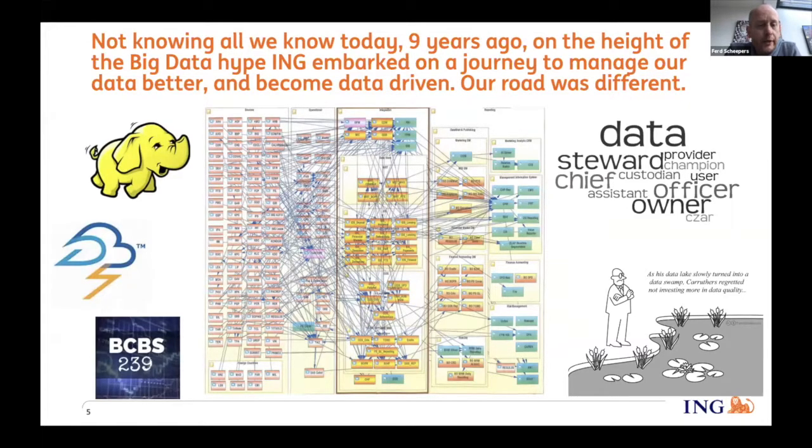We looked at the landscape that we had, and the picture that you also saw from John's slide a little bit before is a real picture from a single finance process in a single country at ING. It is the fast close process in ING Belgium.